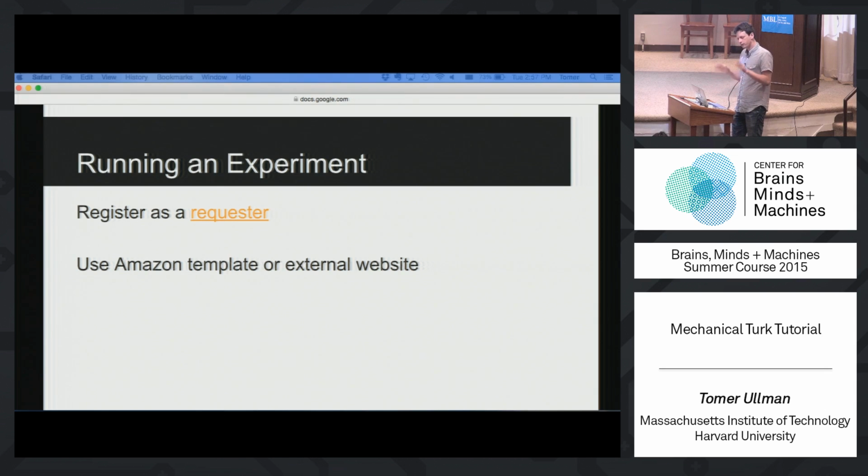And if you're only interested in very simple things like fill out this box or click on one of these two images or something like that, that's perfect and it's fine. And Amazon takes care of a lot of things for you, like saving the data. You don't have to mess around with SQL databases and things like that on your own.